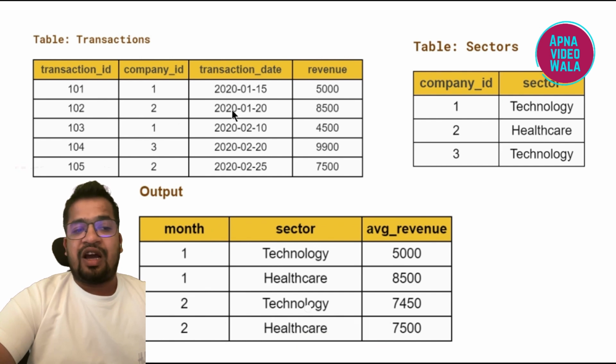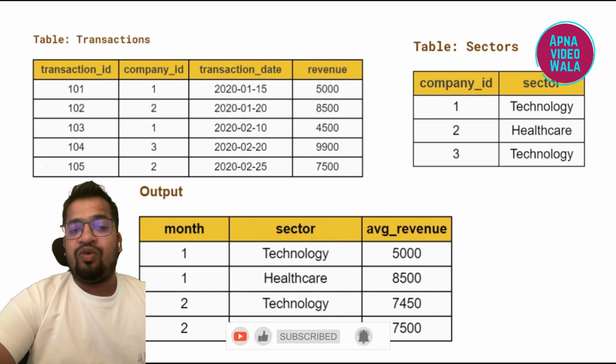As you can see in the output, month 1 denotes January, then the sector, and the average revenue is 5,000. Now company ID 2 belongs to the healthcare sector. The company 2 has a revenue of 8,500 in January. Similarly, with only one transaction for healthcare, the average revenue comes out to be 8,500, since we are only referring to the month of January.